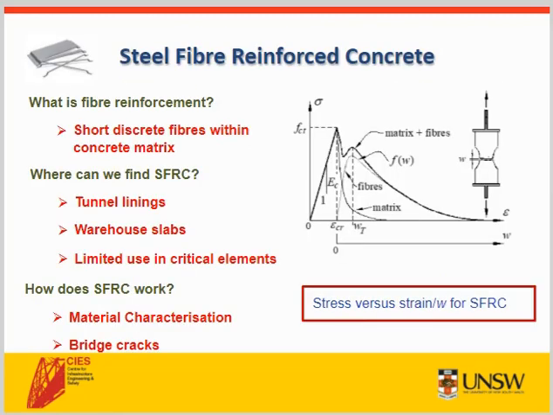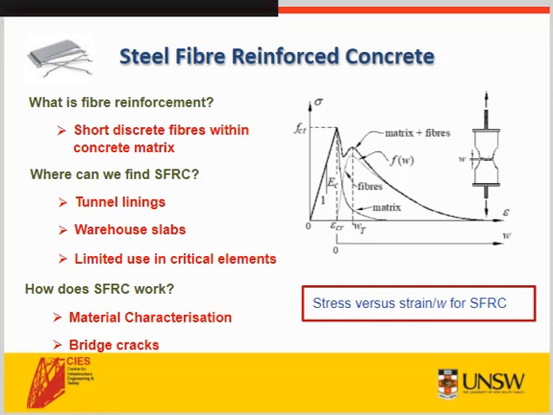So when we talk of steel fibre reinforced concrete, we speak of short, discrete steel fibres which are uniformly distributed and randomly orientated within the concrete matrix. Think of them as staples embedded within the concrete. Steel fibres can be found in tunnel linings and large jointless warehouse slabs. However, there is little uptake of the material in critical or suspended applications, as many practicing engineers don't quite know how this material works.